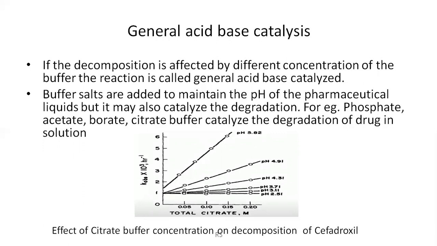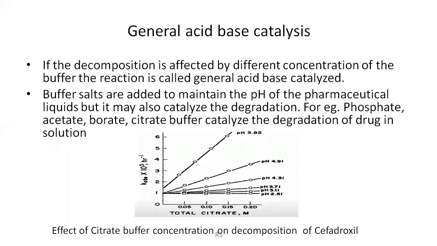So when we move on to this graph, it is particularly representing the effect of citrate buffer on cefadroxil, which is an antibiotic type of drug. The decomposition constant, that is K value, is represented on the y-axis, and the molar concentration of citrate buffer is represented on the x-axis. Here you can see that at different pH there is a different rate of degradation. For a lower value of molar concentration, the K value, that is the rate constant value, is less. Hence the degradation is also less.